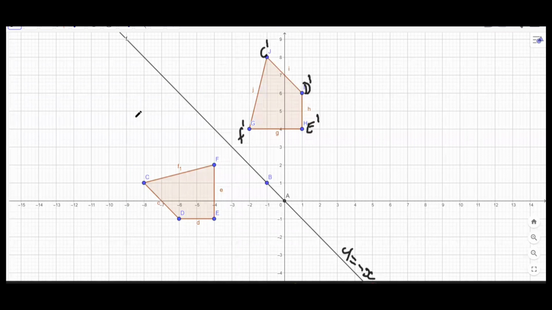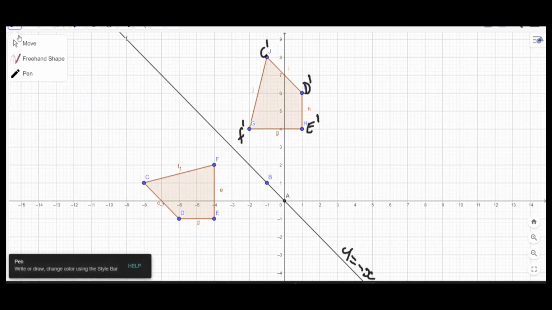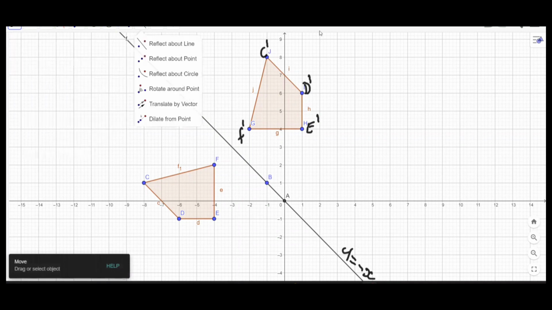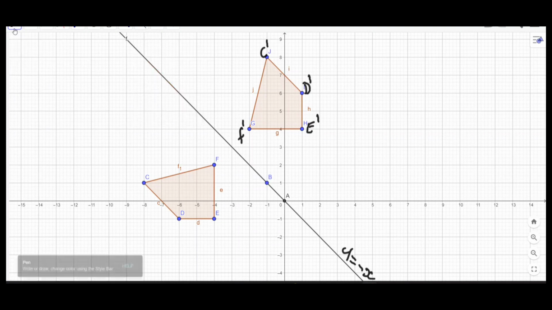Now, what we want to do is quickly take a look at the points. We want to observe the points to see if there is any pattern that we could pick up, that we could use to help us understand the relationship between the points for the object and the points for the image. Now, let us write down the coordinates of the points that we have.